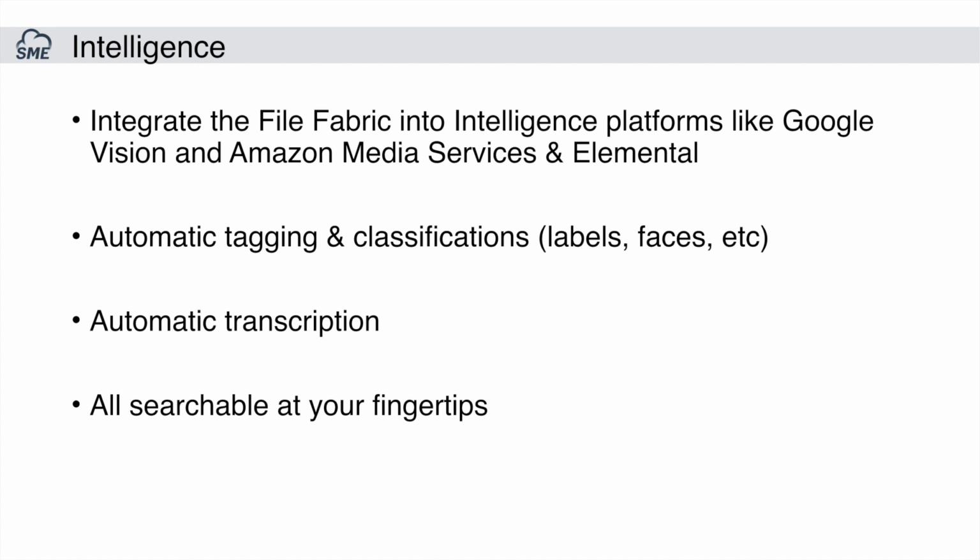There's also an intelligence piece that comes into the File Fabric as well. The File Fabric itself can integrate into Google Vision, Amazon Media Services, Elemental, and more to come. Through those integrations, we're providing things like automatic tagging and classifications on files like your videos and images, for example, so it can help identify where Madonna is in your videos. It can handle things like automatic transcription of your videos. So if you have videos, we can get the scripts for those videos automatically. And all of the information that it generates is searchable at your fingertips as well.